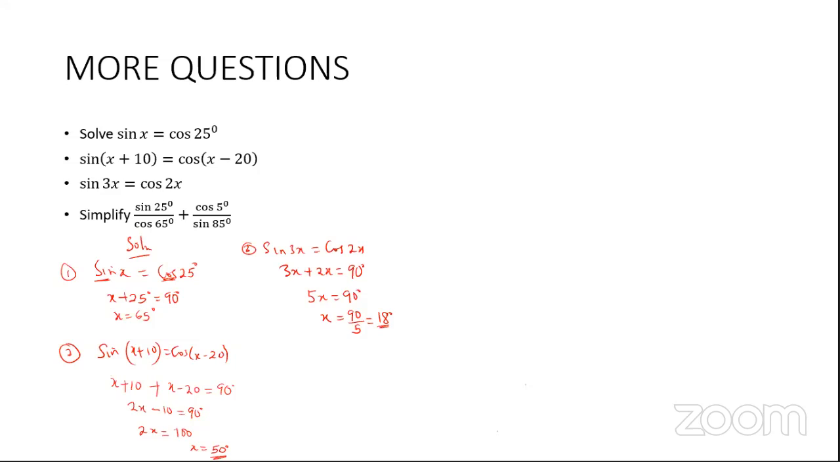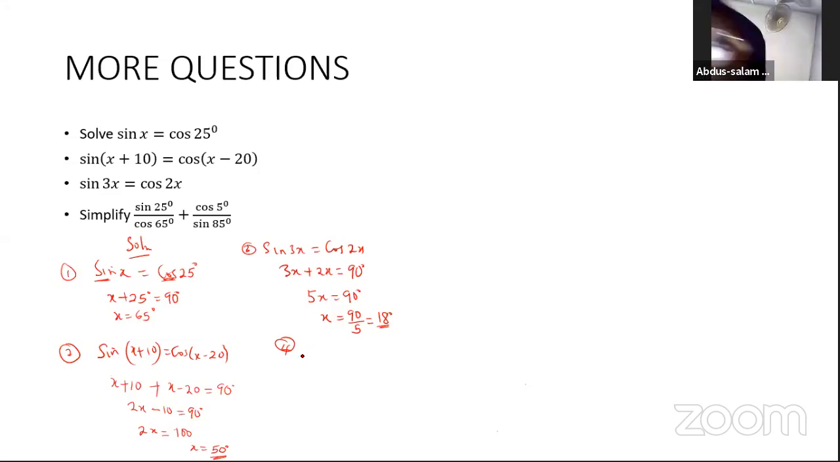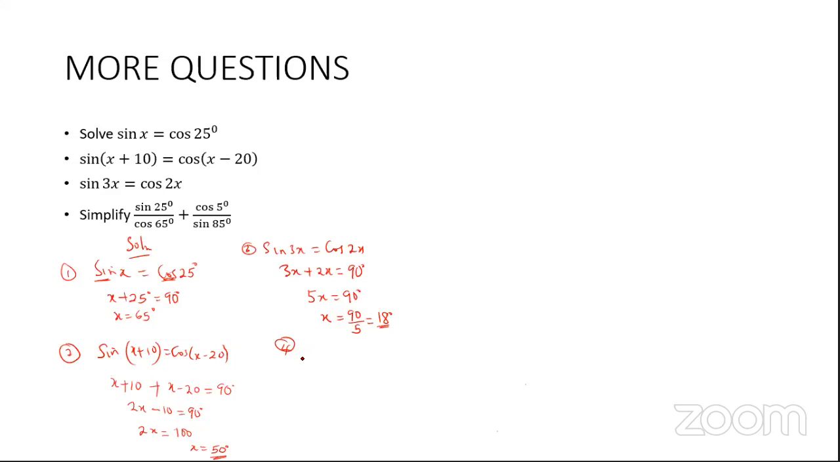Okay, any idea? Yes, please go ahead. Because your sin 25 and your cos 65 plus your cos 5 over sin 85 is already given. So you can just put your equals to 90 degrees and add normally. How do you do that? Then it will give you 25 over 65 plus 5 over 85 equals to 90 degrees. No, that's not correct. Can anybody share another idea with us?